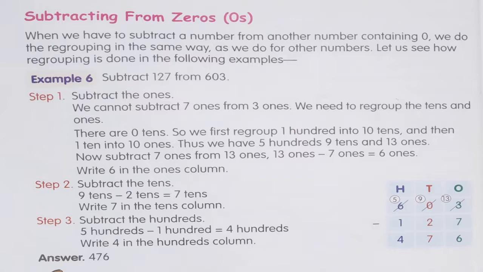Now subtract 7 ones from 13 ones. So 13 ones minus 7 ones equal to 6 ones. So write 6 in the ones column. Then step 2, subtract the tens. 9 tens minus 2 tens equal to 7 tens. So write 7 in the tens column. Next, step 3, subtract the hundreds. 5 hundreds minus 1 hundred equal to 4 hundreds. Write 4 in the hundreds column. So answer is 476.